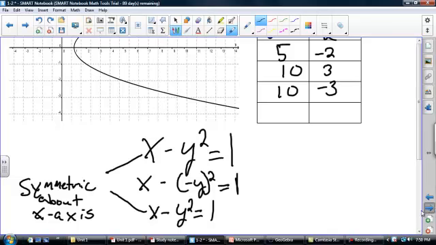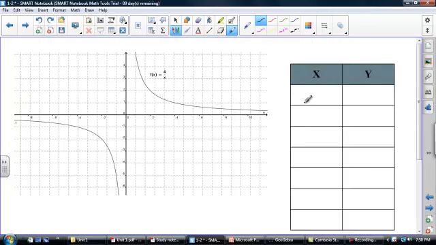So let's try another one. Looking at this, we're going to pick some values for x and see where they are on the y-axis. I'm going to start with -8. That looks like a good one, and that puts me at -0.5. And I'm going to pick -2. That puts me at -2. -0.5 puts me at -8.